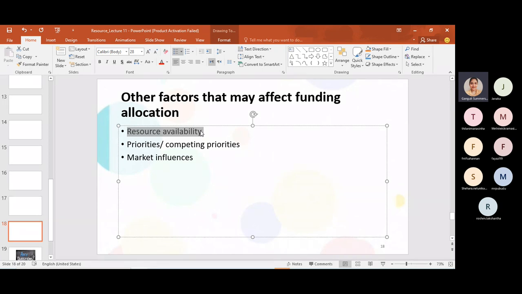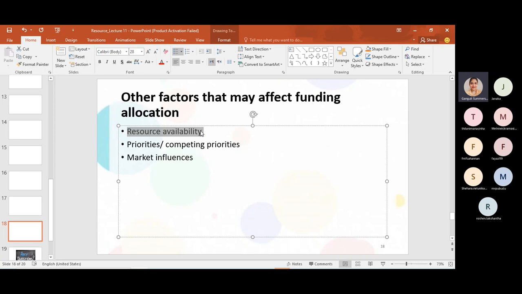Okay, and market influences. We discussed resource availability and priorities. So the other factor that affects funding allocation is market influences.